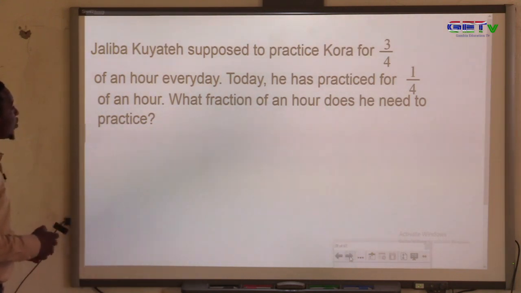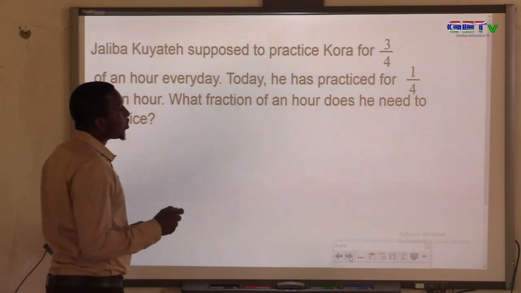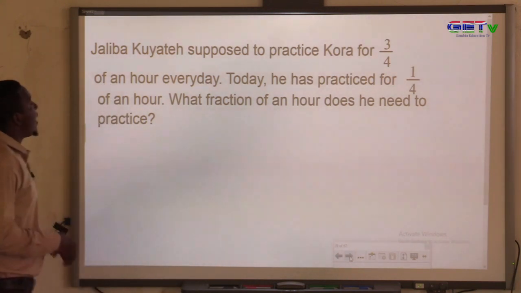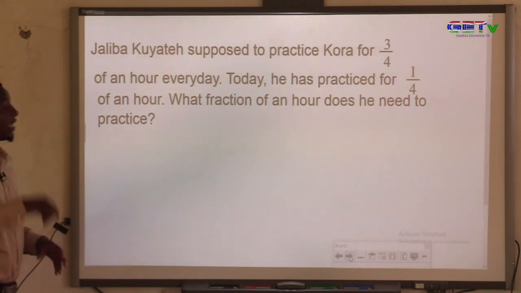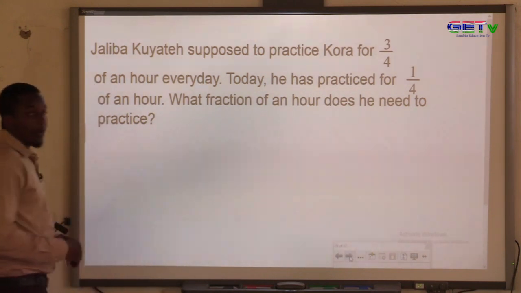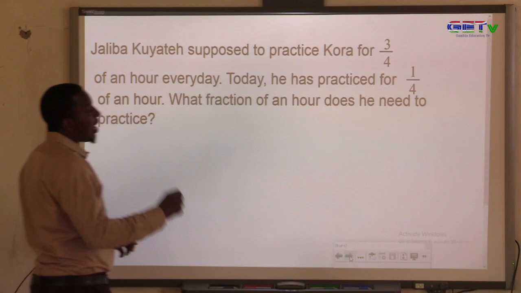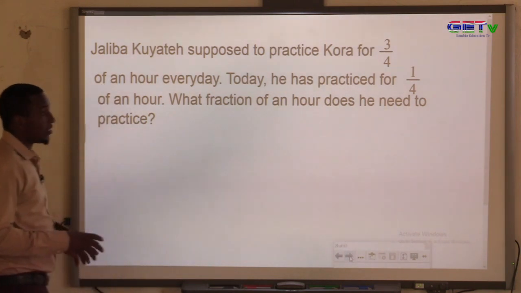Jalba Kuyate is supposed to practice Kora for 3/4 of an hour every day. Today, he has practiced for 1/4 of an hour. What fraction of an hour does he need to practice?